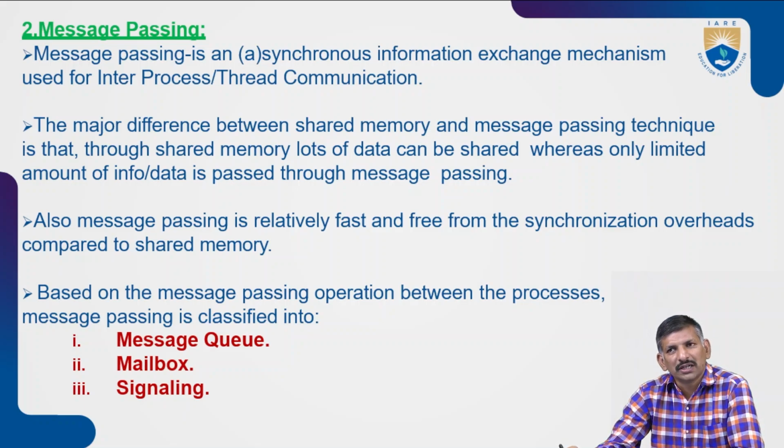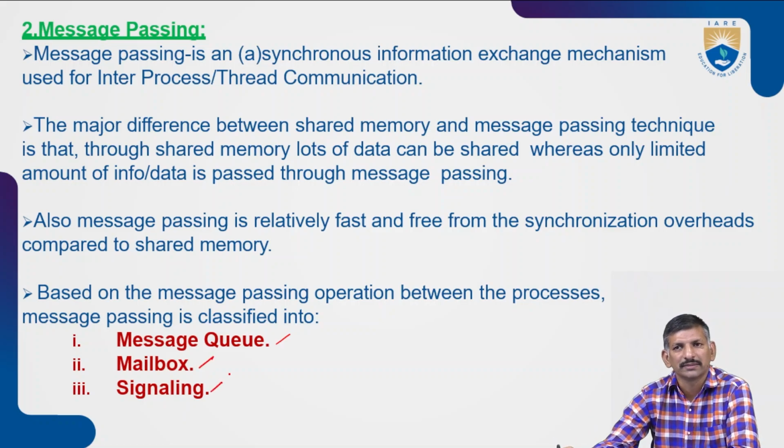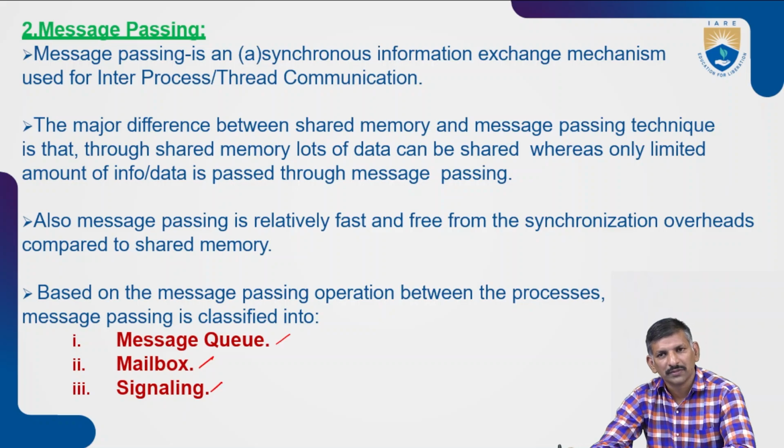Message passing is also relatively fast in synchronizing and free from the synchronization overheads compared to shared memory. Based on the operation between the processes, message passing is of different types. First one is message queue, mailbox and signaling. Okay, we will check one by one.